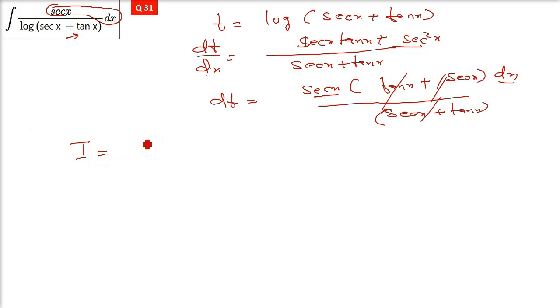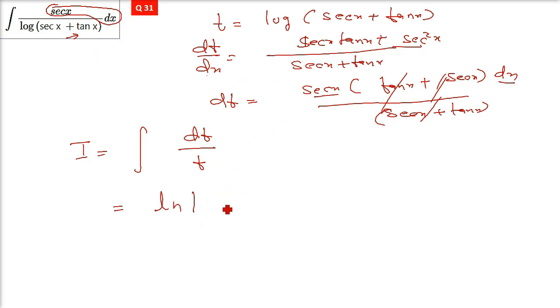Now this I, which is the integral, is equal to the integral sign. This dt is actually sec x dx and the denominator was t only. So it will be ln modulus of t plus constant of integration. I am saving one more step of myself. I am writing t directly here.